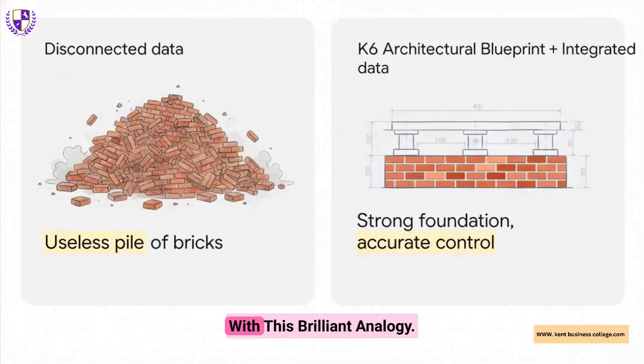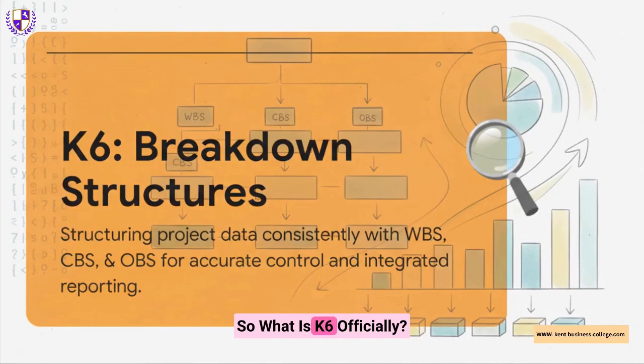Adam kicks things off with this brilliant analogy. He says, Jody, right now, all your project data is just a pile of bricks, just useless, disconnected pieces of info. But Case 6, he tells her, that's the blueprint. It's the architectural plan that takes all those random bricks and turns them into a strong, smart foundation for the whole project. Love that. So what is Case 6, officially?